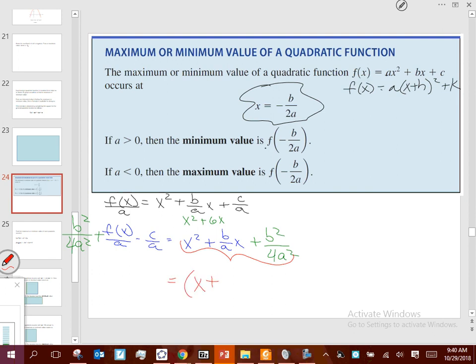x plus, now what goes right here, so this plus sign is always what that plus sign was, or if it's a minus, the minus. But what goes in that second spot of this binomial is half of that middle term. Okay? So if it was x squared plus 6x, what goes in that second spot would just be 3, right? Here, because we're using the arbitrary value of b over a, half of that goes right there. Square that. And over here we still have b squared over 4a squared plus f of x over a minus c over a.